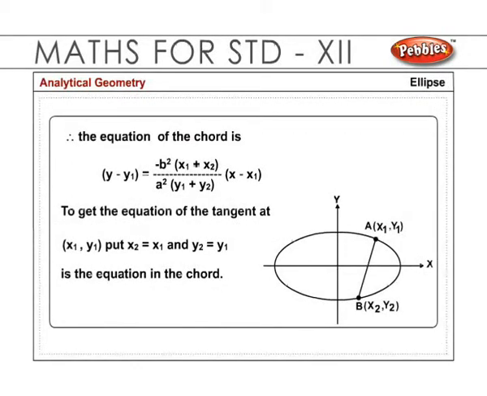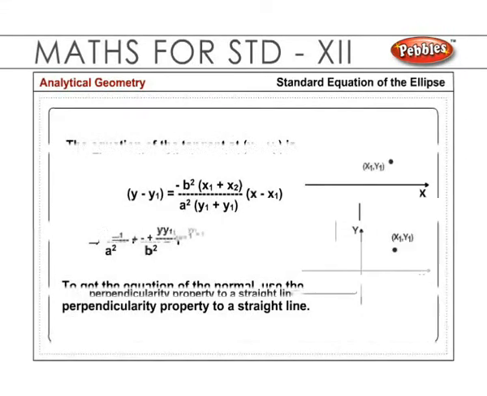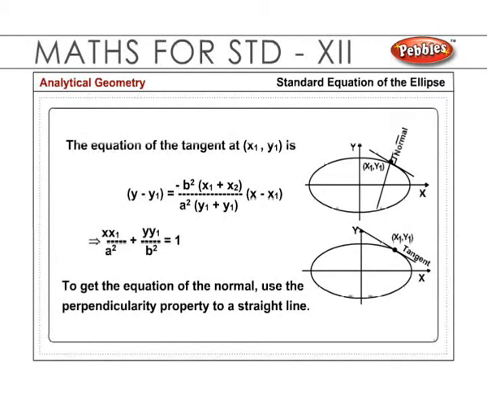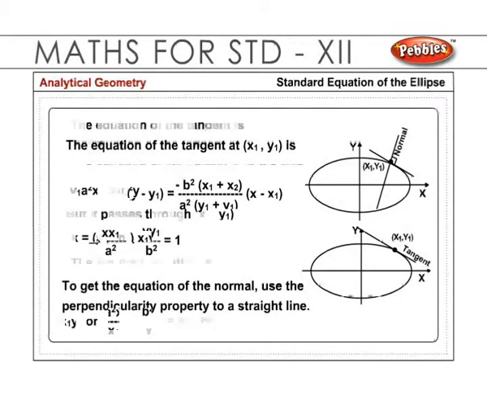Ellipse. To get the equation of the tangent at x1, y1, put x2 equal to x1 and y2 equal to y1 in the equation of the chord. Therefore, the equation of the tangent at x1, y1 is obtained as shown above. To get the equation of the normal, use the perpendicularity property to a straight line.